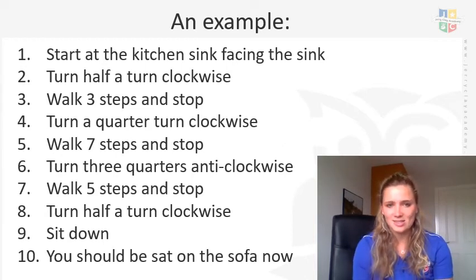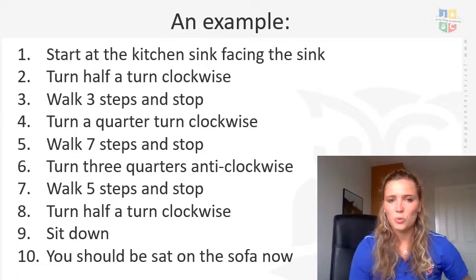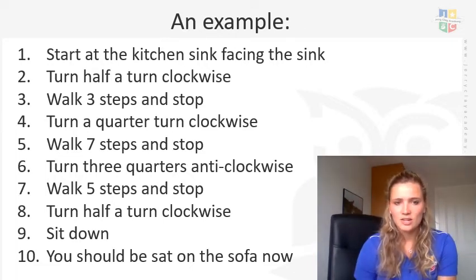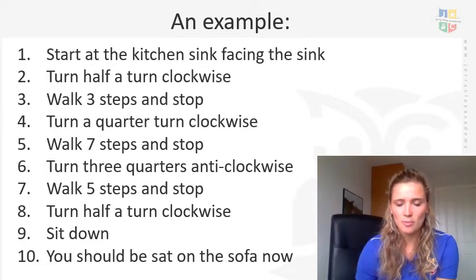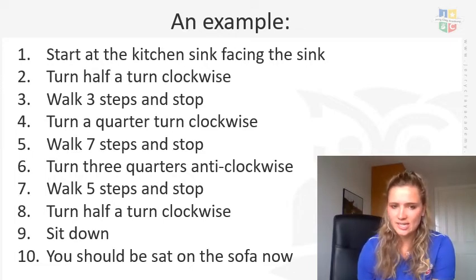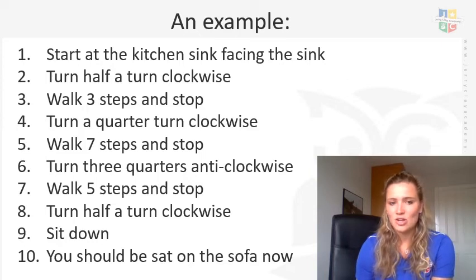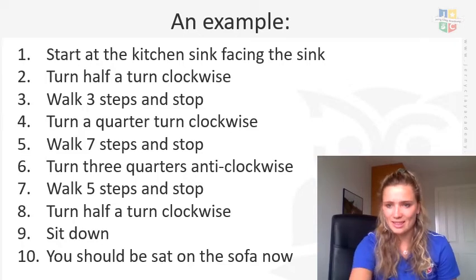So here is my example. Start at the kitchen sink facing the sink. Turn half a turn clockwise, walk 3 steps and stop. Turn a quarter turn clockwise, walk 7 steps and stop. Turn 3/4 anti-clockwise, walk 5 steps and stop. Turn half a turn clockwise, sit down. You should be sat on the sofa now. So that was how I got from my sink to my sofa, because I followed these instructions. So you can have a go at doing something like this.